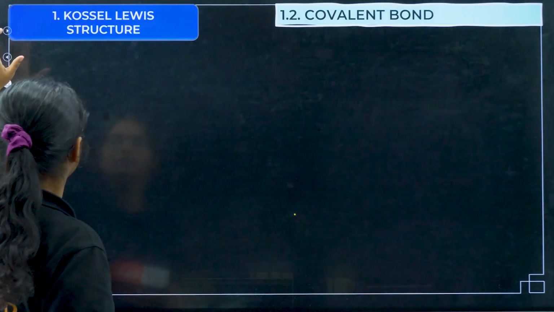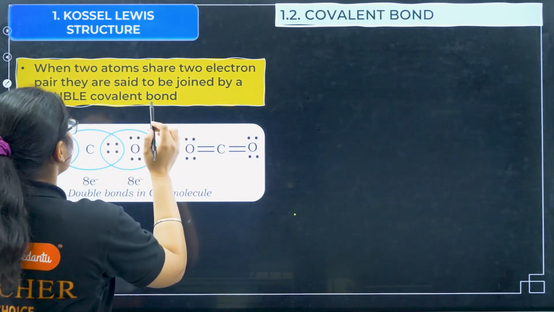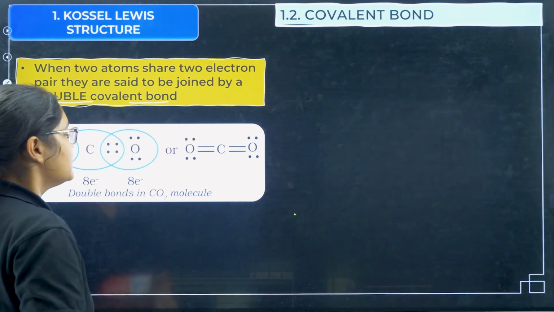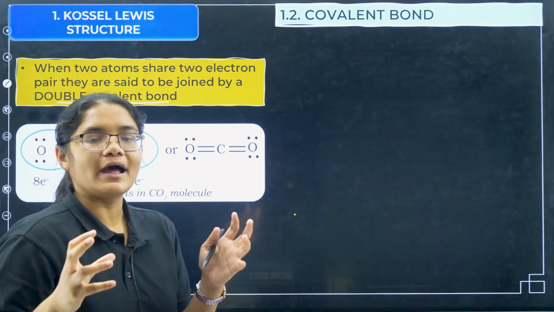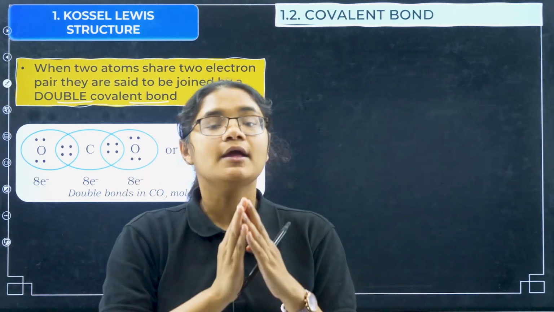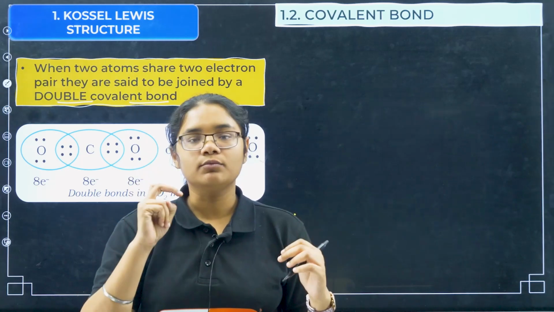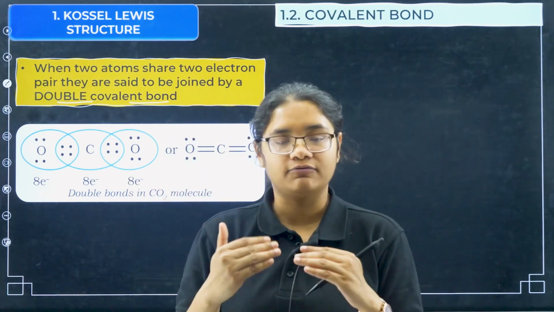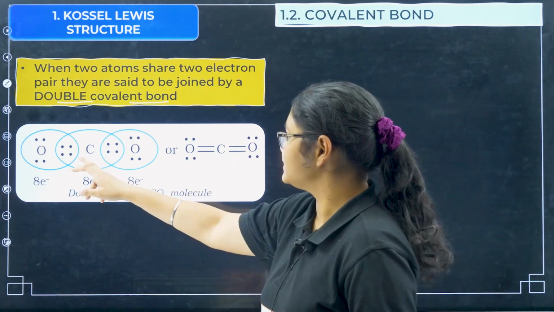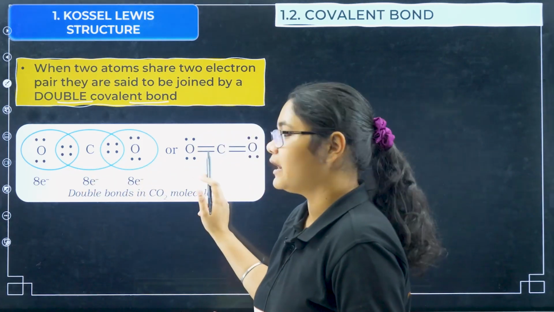Now we will see the next thing: when two atoms share 2 pairs of electrons, they are said to be joined by a double covalent bond. It is not always that between two atoms there can be only one bond. Between two atoms there can be more than one bond also. So if between two atoms we have 2 bonds and these 2 bonds are formed by sharing of electrons, then we call it a double bond. You can see the example of carbon dioxide. Between C and O there are 2 bonds.